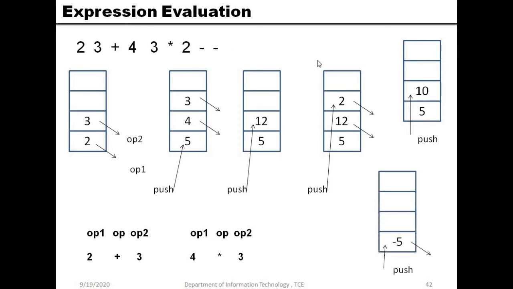Then the next minus is seen, so it would be op1, op2, so it would be 5 minus 10. The answer is minus 5, so it gets pushed into the stack. Then we have reached the end of the string. So minus 5 is popped out and that is the result, that is the evaluated result of the given postfix expression.